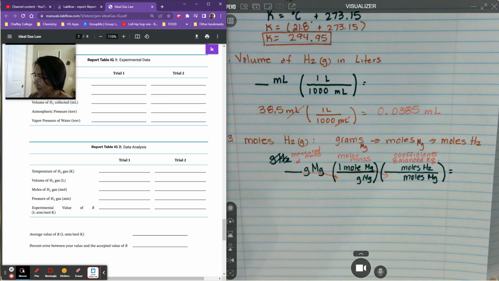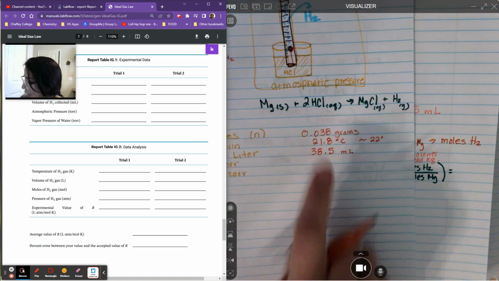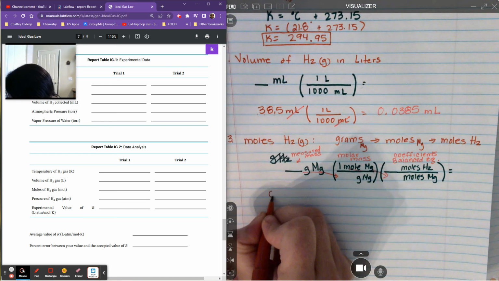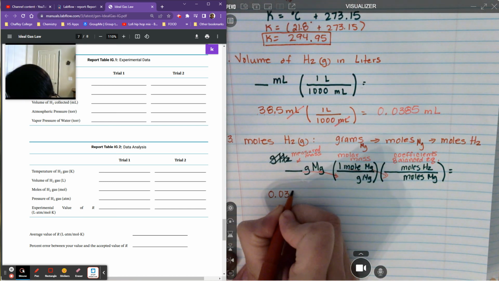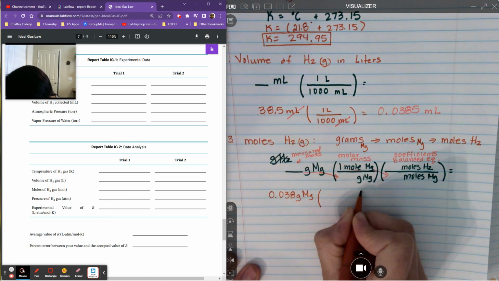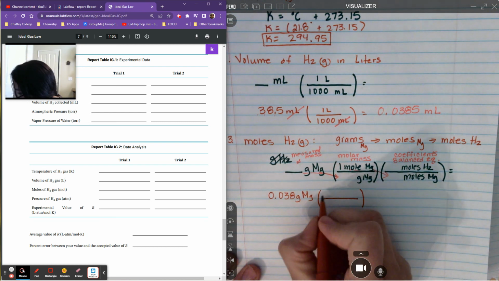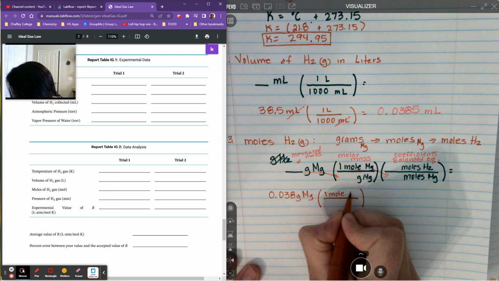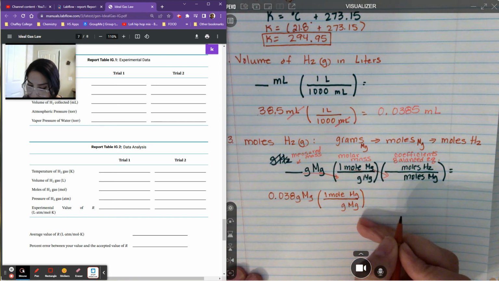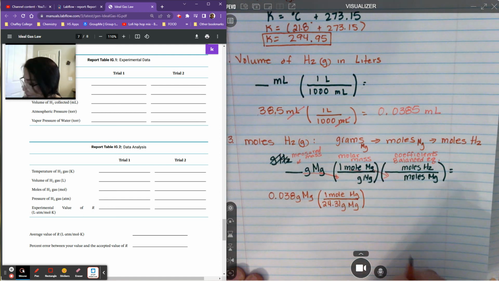Let's go ahead and get this ball rolling then. The grams of magnesium used, I used 0.038 grams. Now I'm going to convert, and I'm going to rewrite this. The grams of magnesium, like I said, comes directly from the periodic table, and that's going to be 24.31.